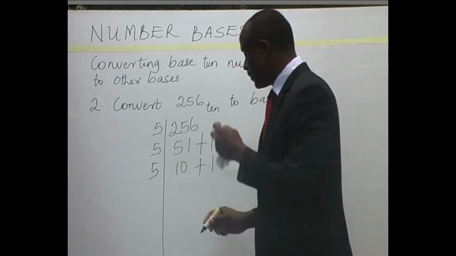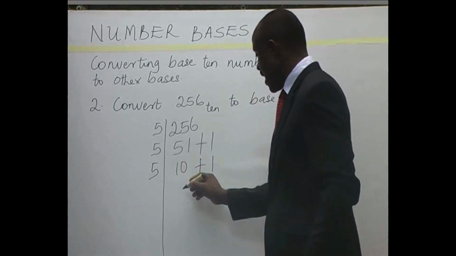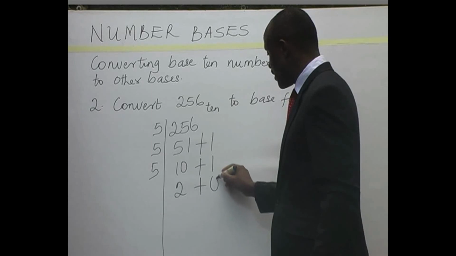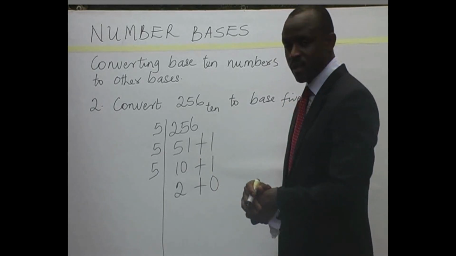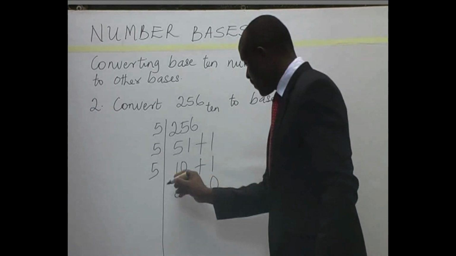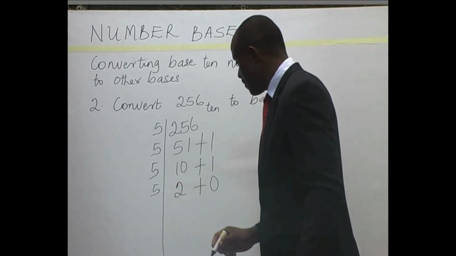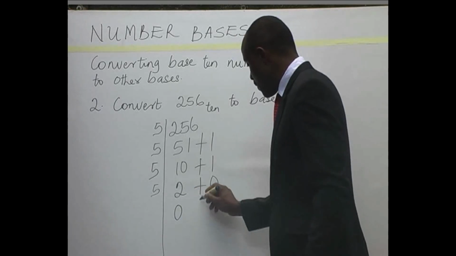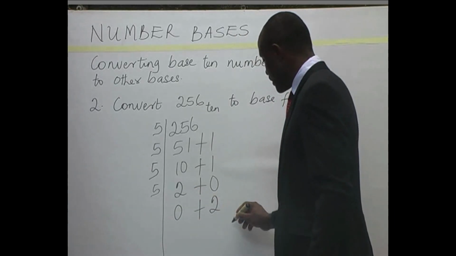The next step, 5 divides 10. You have 2. Nothing is remaining. Write nothing, 0 means nothing. The final step, 5 into 2 cannot. Write 0 and bring the 2 outside.